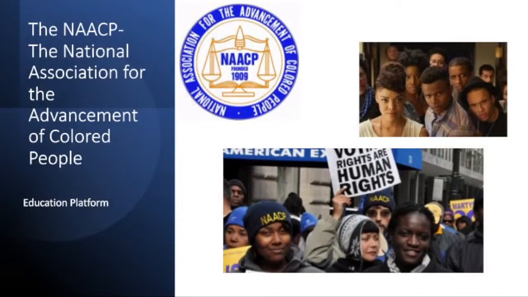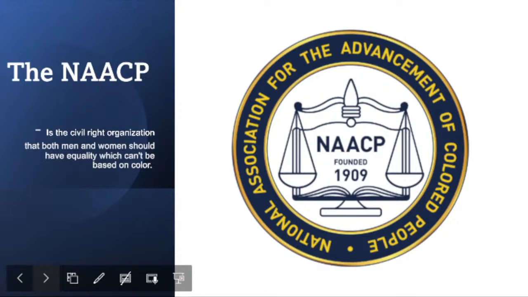Second is about the NAACP. The NAACP stands for the National Association for the Advancement of Colored People. The NAACP is the civil rights organization that believes both men and women should have equality, which can't be based on color.